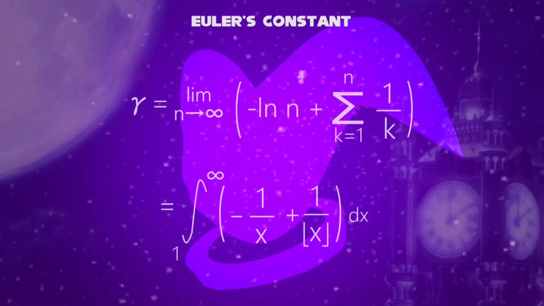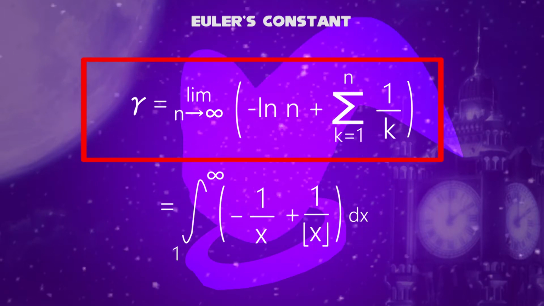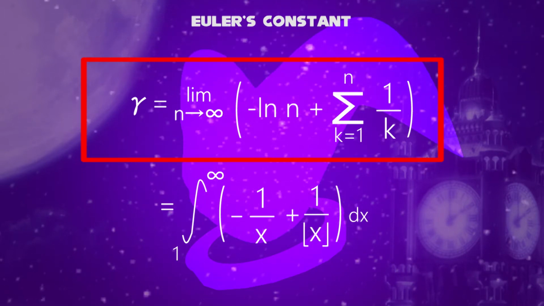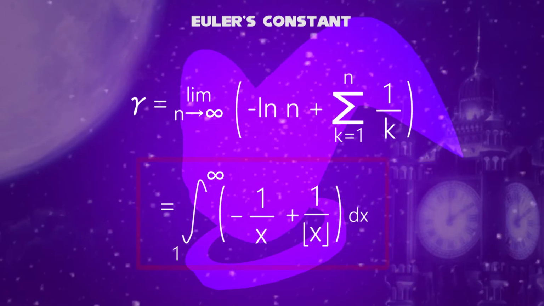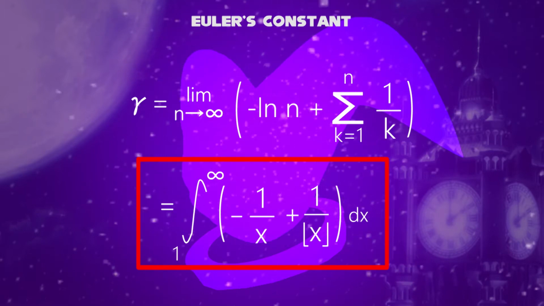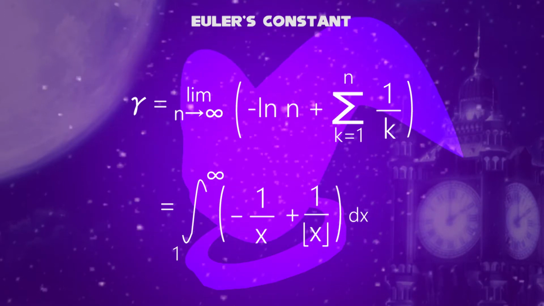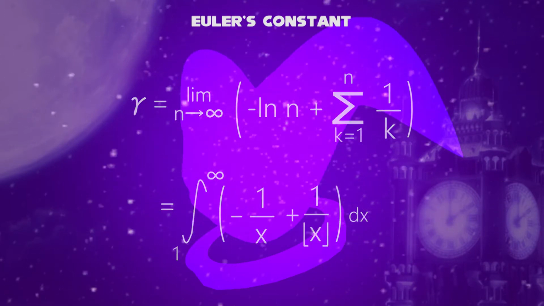We can therefore write gamma equals the limit of n approaching infinity of negative natural log of n plus the summation from k equals 1 to n of 1 by k. Then it is equal to the integral of minus 1 by x plus 1 by floor of x, dx, from 1 to infinity. The floor brackets represent the floor function of x.